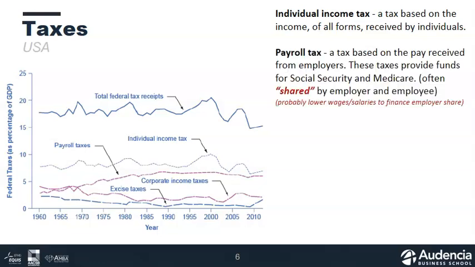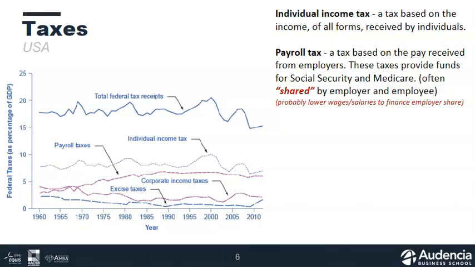The second type of tax we have is the payroll tax. This is a tax based on the pay received from your employer, and they're usually used to cover Social Security and Medicare, which is kind of like a healthcare system in the United States. Now, a payroll tax is called a payroll tax because it's deducted from your pay. It's deducted from your salary when you earn your salary. Some of it is paid by you. Some of it is paid by the employer. There's a sharing part going on. If you're self-employed, you pay both parts. So it can be quite an expense.